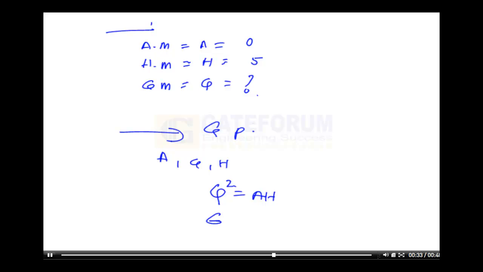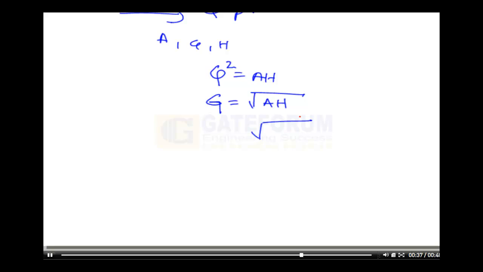Now, in order to find the value of G, it is nothing but root of AH, which is equals to, we know the value of A and H, just substitute them, 80 into 45. If we simplify the square root, the value of G is nothing but 60, which is option A.